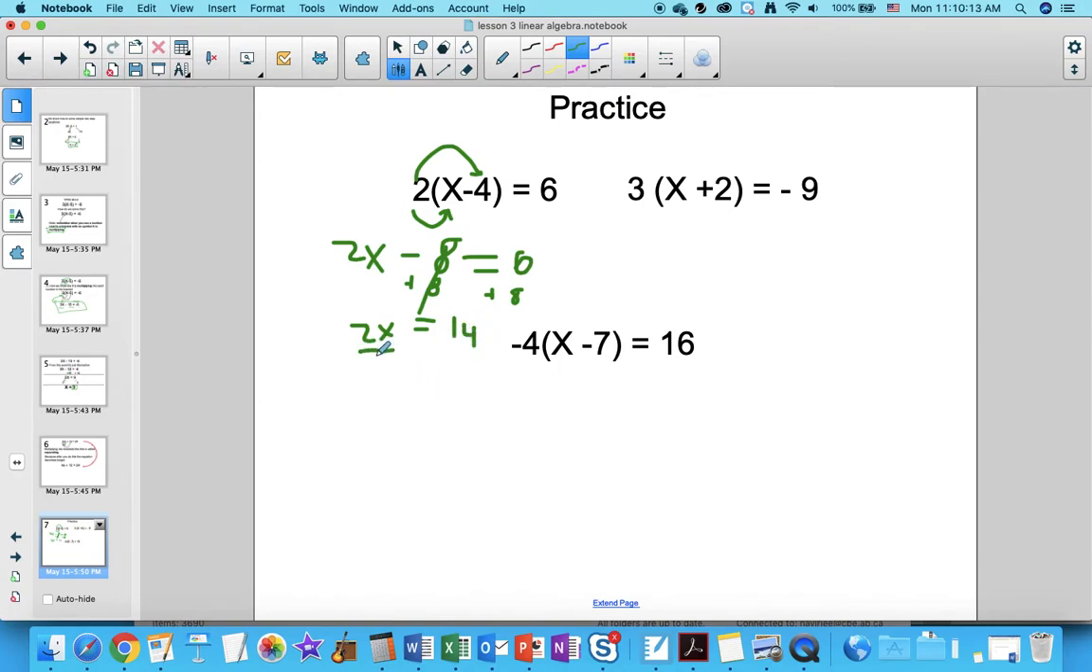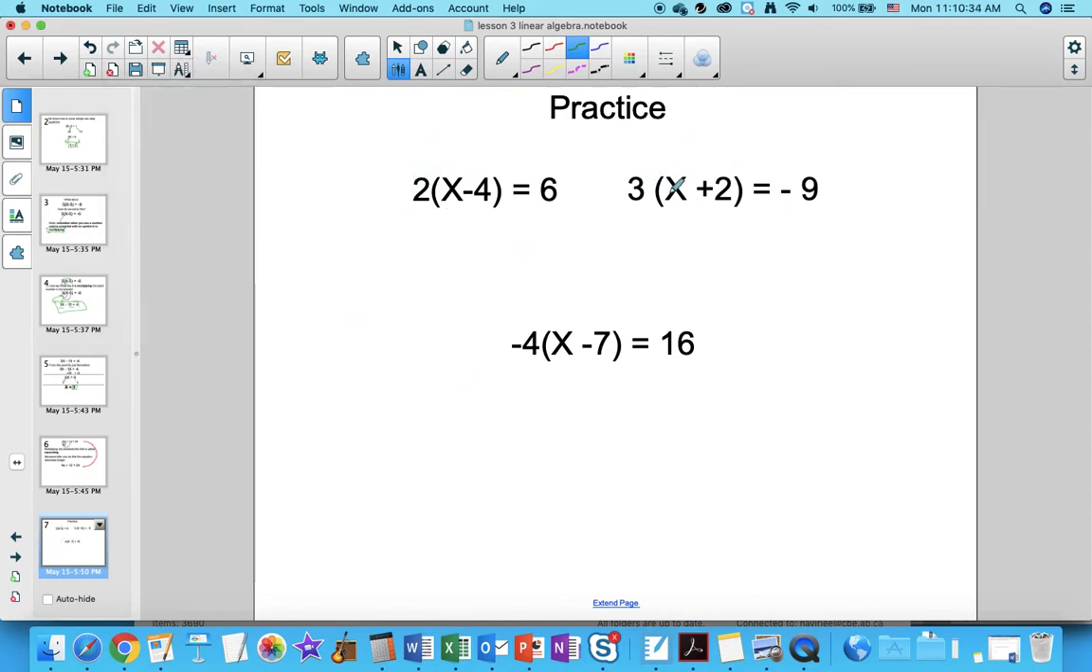Now I divide by 2 because I'm multiplying by 2 here. Cancel, cancel. X is by himself. 14 divided by 2. X equals 7. Right? I can check my answer. Replace the x with 7. 7 minus 4 is 3. Right? 3 times 2 is 6. It works.